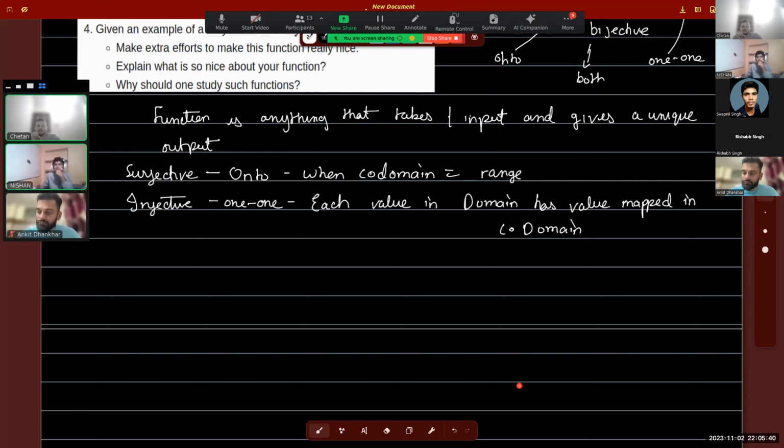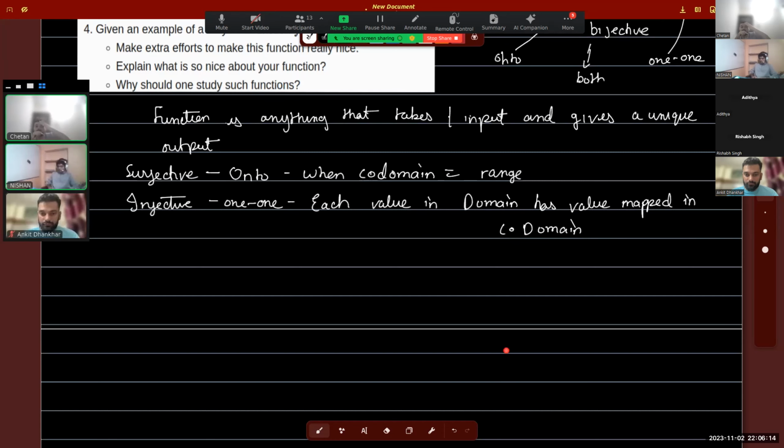Injective functions are functions where each value in the domain is mapped to some unique value in the codomain, right? When we talk about functions, two values in the domain can map to the same value. But when we talk about injective functions, we cannot have that. Only one value will map to a particular output in the codomain. No two values can map to the same output. Okay, that's injective functions.